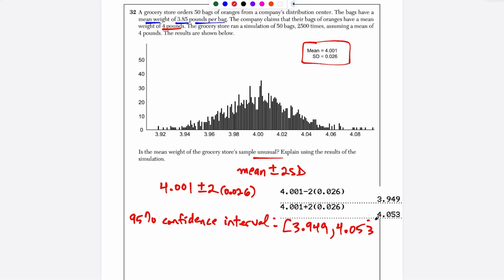So now we look at that value of 3.85 and notice that it's not in this interval. It falls outside of the interval, which tells us that the value 3.85 is unusual.